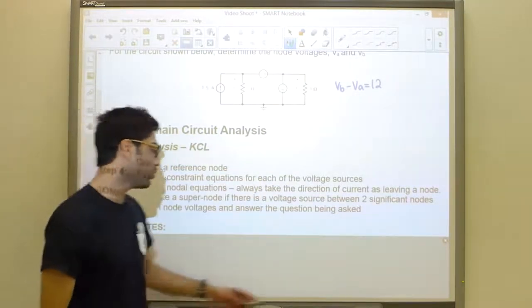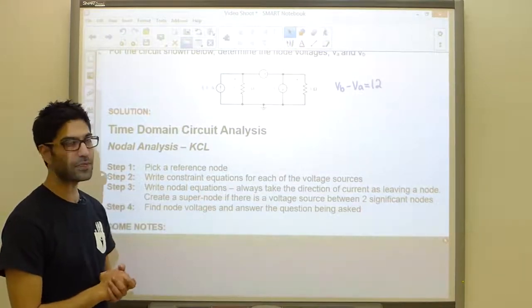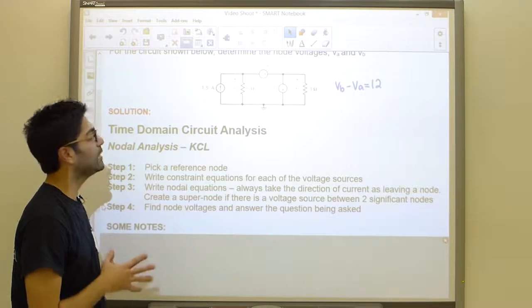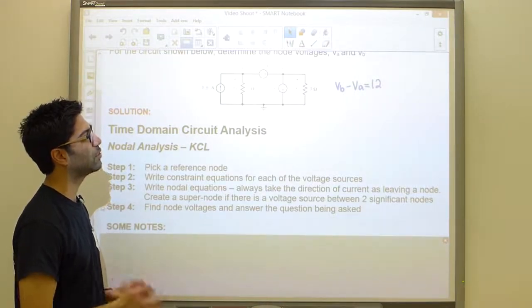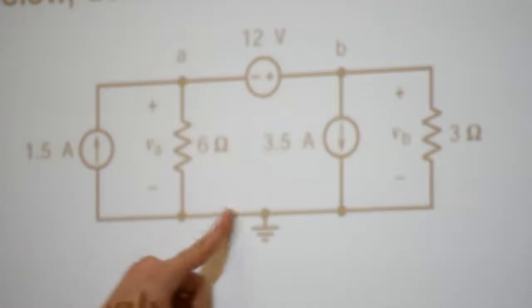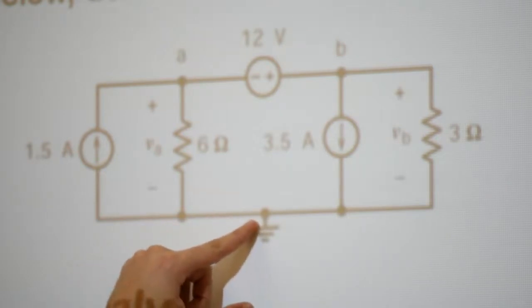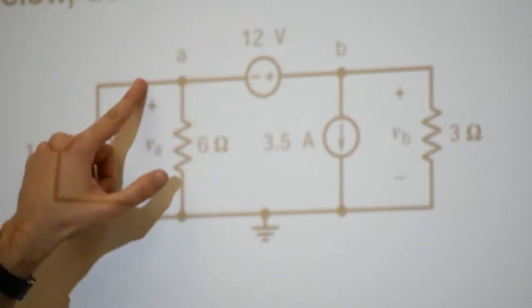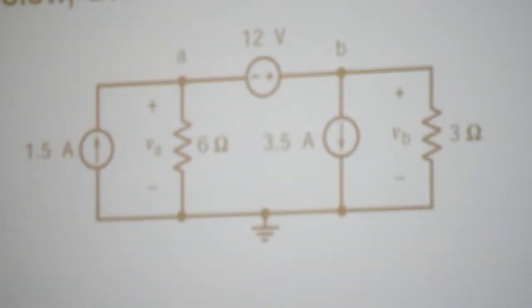Next, you're going to write nodal equations for every significant node. And what that means is, a significant node is a node that you do not know the voltage at. For instance, this bottom node here would not be a significant node because we know it's our reference, it's equal to 0. But every other node, I don't know the voltage here, I don't know the voltage there. Those nodes are definitely significant, and we're going to write nodal equations for them.